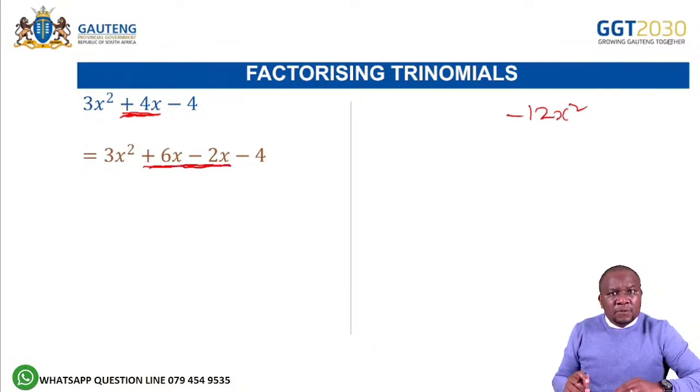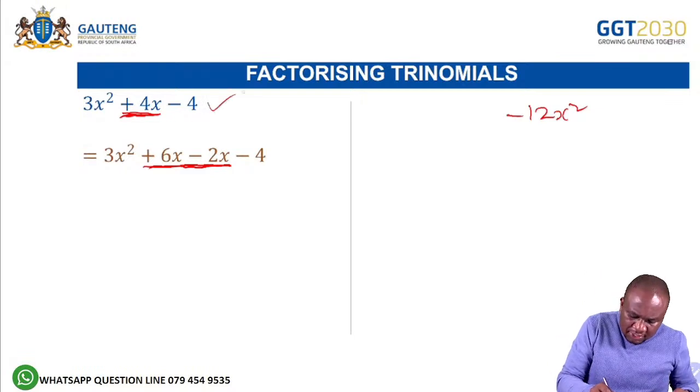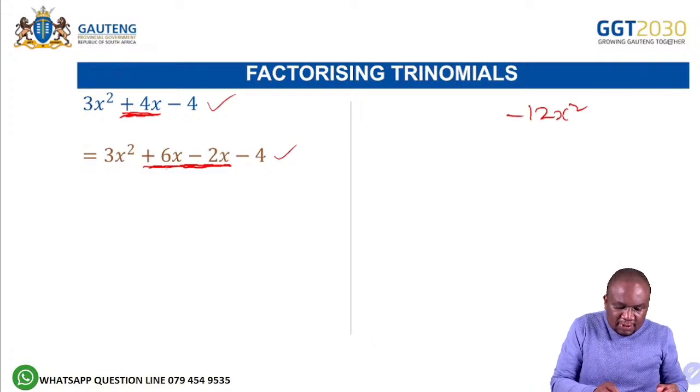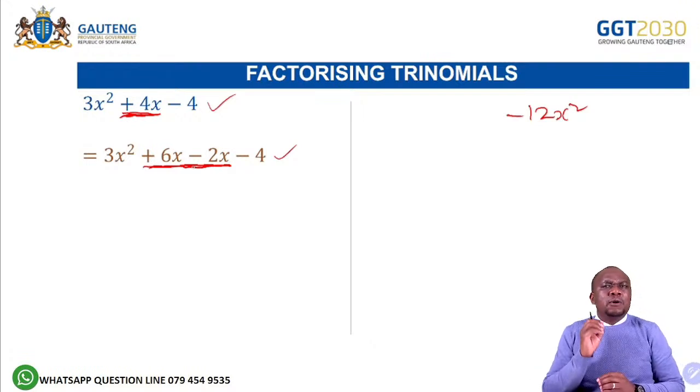You see that these things that I've underlined is just one thing. So this expression and this expression is just one thing. They are just the same because positive 6x minus 2x is 4x. You see that? Okay. And then what do we do? We go back, grade 10s.